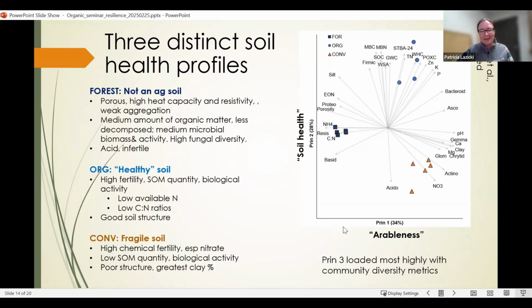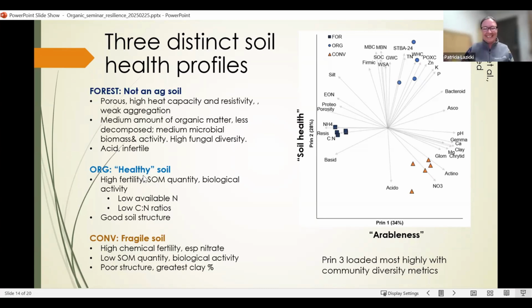And so when I separated out my 3 systems in this graph on the right, the forest is the dark blue, and the biggest difference between systems was between ag and non-ag. So I'm calling this arableness that separates out the forest.